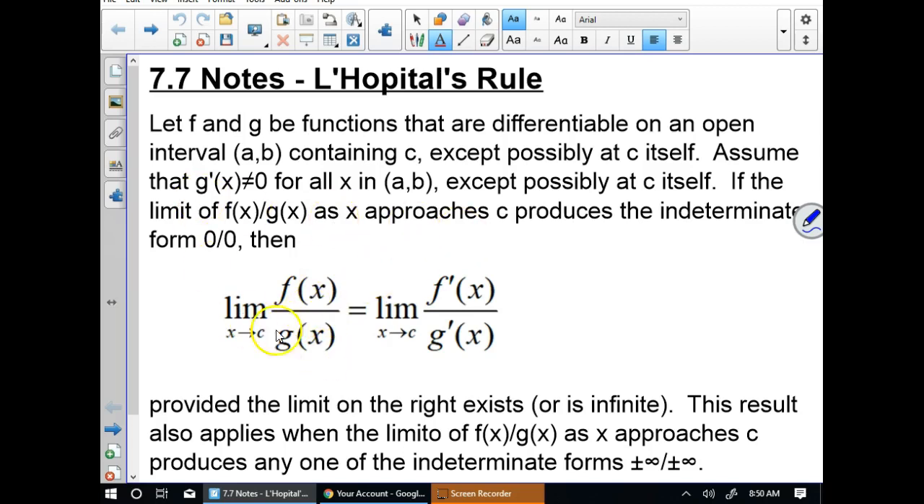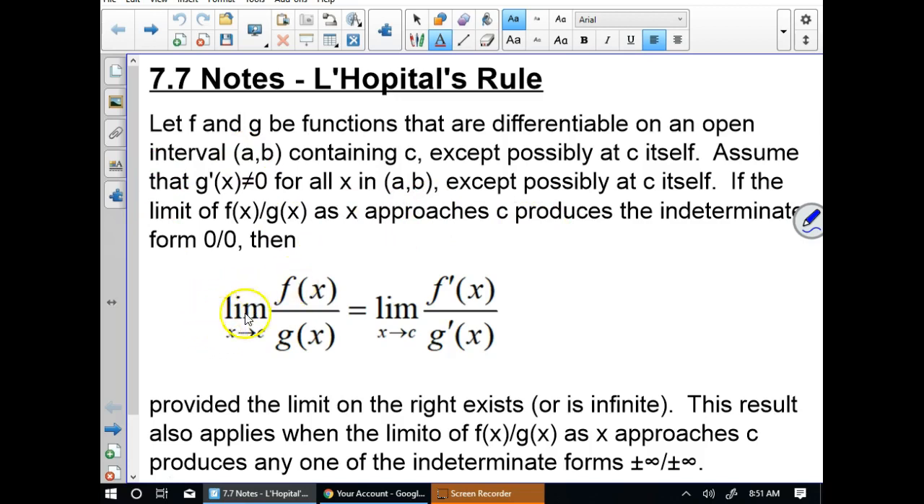So you have to be able to take the derivative of f and g. And f over g has to give you the indeterminate form for you to use this, which is typically what we have seen as 0 over 0, but also can be like infinity over 0 or infinity times 0 and stuff like that, although we won't go into great detail on those things. We'll mostly see 0 over 0.